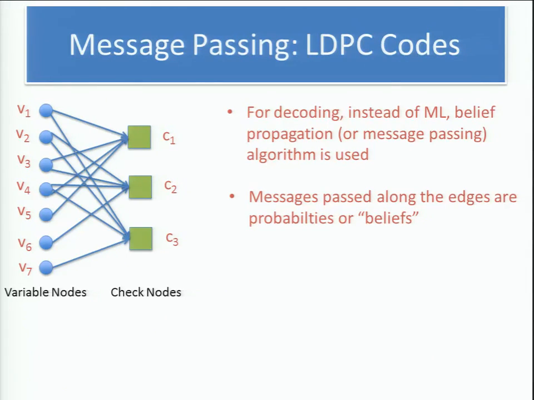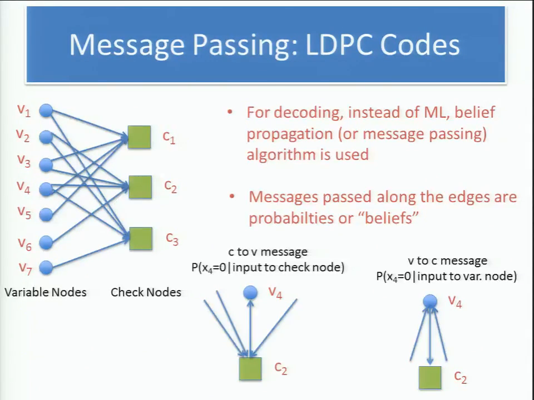Okay. And what are the messages that will be exchanged? They are probabilities. So the probability that a certain symbol is 0 or the probability that a certain symbol is 1. So this is a belief or a probability, and these probabilities will be exchanged between the set of variable nodes and the set of check nodes. It's just a depiction of a message.